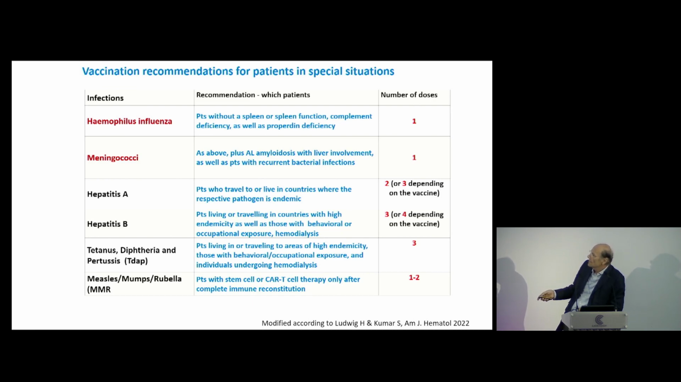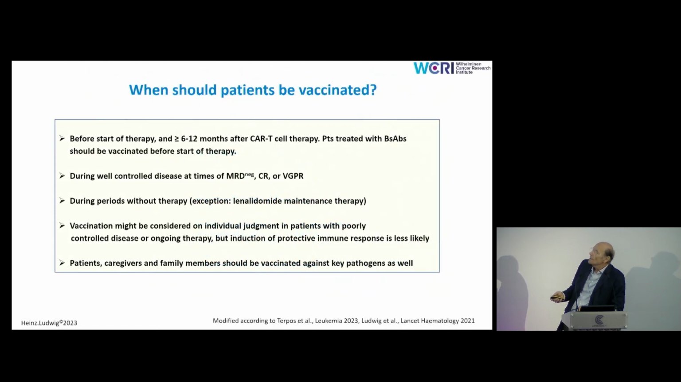And mumps, measles, and rubella need to be very carefully considered because these are attenuated live vaccines. And when you consider re-vaccinating your patient after CAR T-cell therapy, you should ensure that he is, again, immunocompetent. Otherwise, you should not use these vaccines because of the live-attenuated nature of these vaccines. Now, that is also easy said, but more difficult to execute in clinical practice.